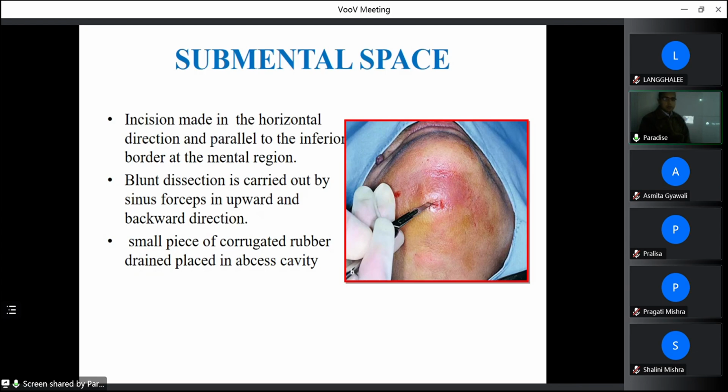While using the number 11 blade to give a stab incision, you have to be careful. You must know the anatomical structures present near those areas. In case of the submental area, you can use the number 11 blade and give the stab incision. If it is a vestibular space infection, then also no problem. You can use the number 11 blade and give the stab incision.